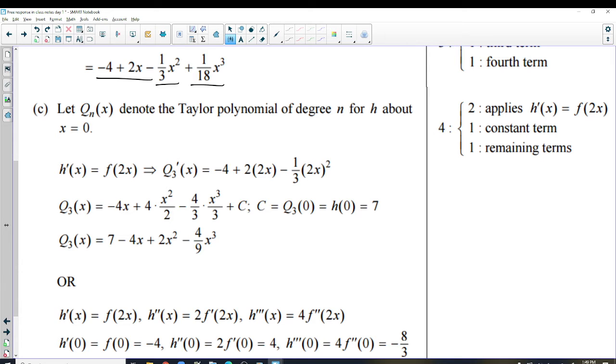Applies h prime of x is f of 2x. That's sitting right here, plugging in 2x. And of course, we simplified a little bit, so we actually did that. That would help us take the antiderivative. Oh no, that is the antiderivative. So I don't know, right here would be 2 points. The constant term would be a point, and then the remaining terms is the other point. There we go.